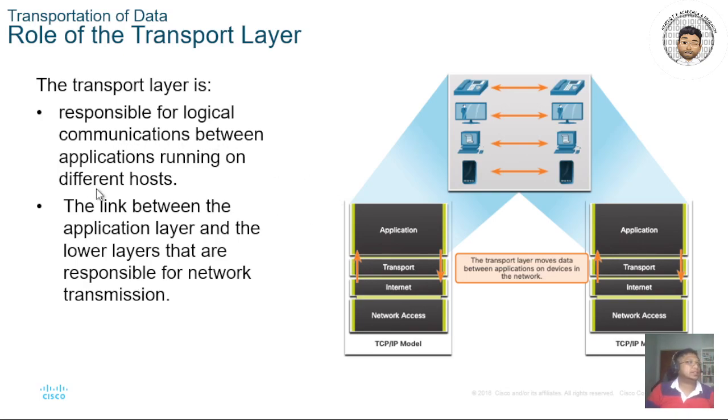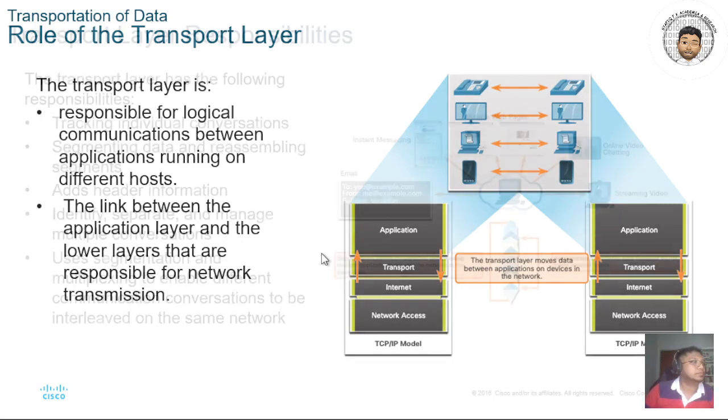So the transport layer is basically responsible for logical communication between applications running on different hosts. So that means we have a lot of applications that run different kinds of software. So how exactly do they assign those data into the IP packet properly, even though there are different types of data involved? So the link between the application layer and the lower layers, the transport layer is the one that is responsible for the transition within the network transmission.